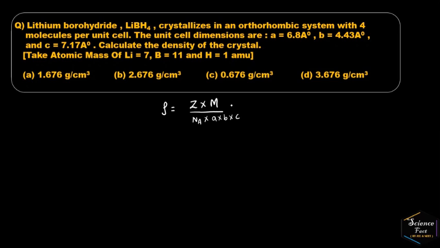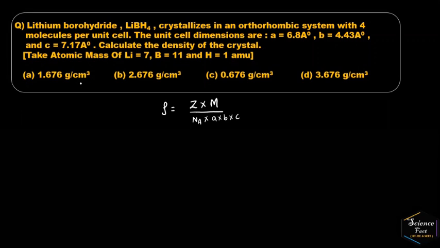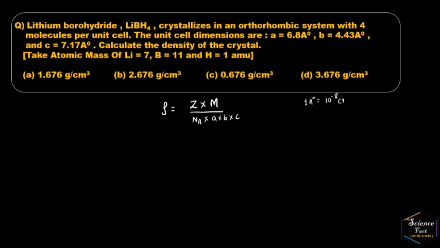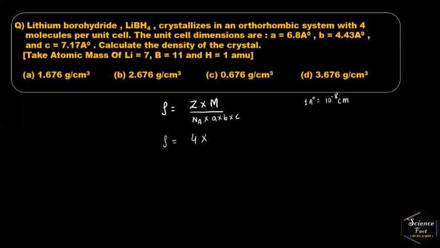Since all the options have the unit gram per centimeter cube, of course we have to use the edge length in terms of centimeter, and we know that 1 angstrom is equal to 10 raised to the power minus 8 centimeter. On the basis of that, if we calculate the density, we will get the answer in terms of gram per centimeter cube, since Z is 4 and the molar mass of lithium borohydride.